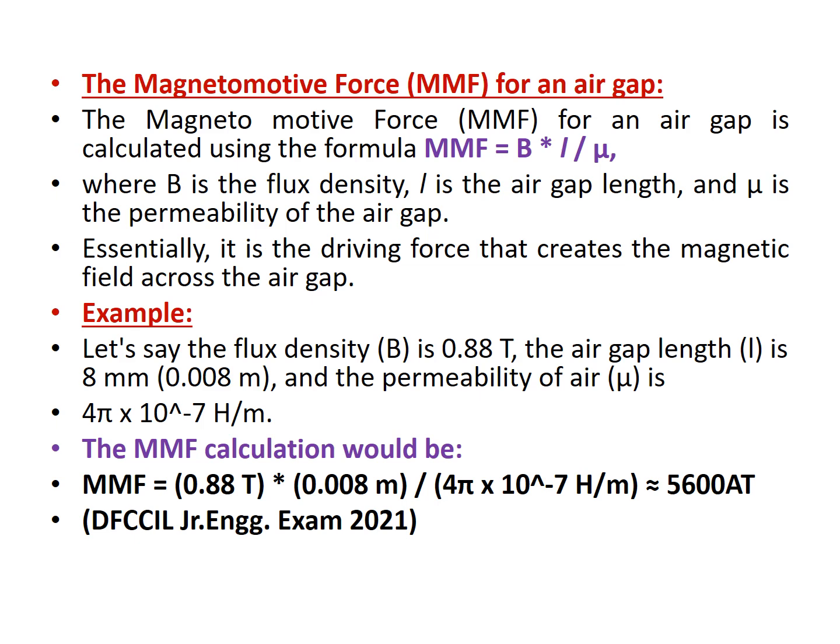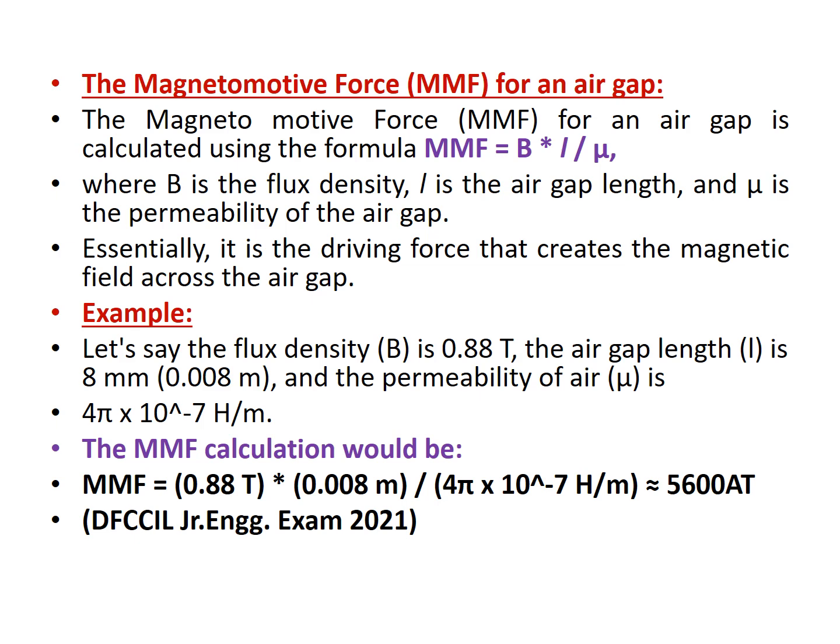The magnetomotive force MMF for an air gap is calculated using the formula MMF equals B into L upon mu, where B is the flux density, L is the air gap length, and mu is the permeability of the air gap. Essentially, it is the driving force that creates the magnetic field across the air gap. Let us consider one example.